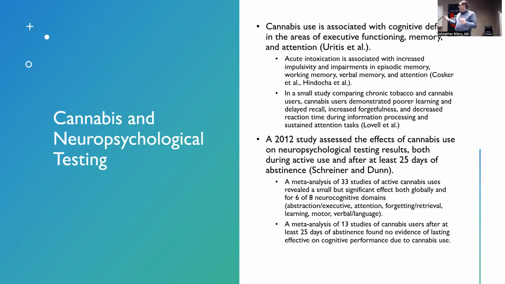And then they also did a meta-analysis of 13 studies that looked at cannabis users who had been abstinent for at least 25 days before testing. And in that group, they actually found no evidence of lasting effects on cognitive performance due to the cannabis use. So their answer to that question would be, if you're going to tell someone to abstain from cannabis and then reassess for ADHD, you should probably wait at least a month, if not a little bit longer to be safe.